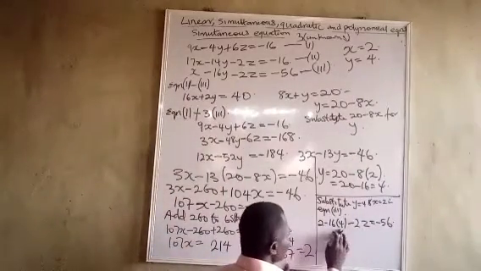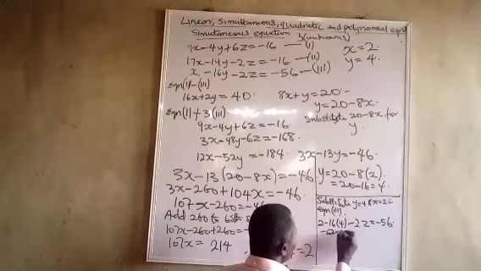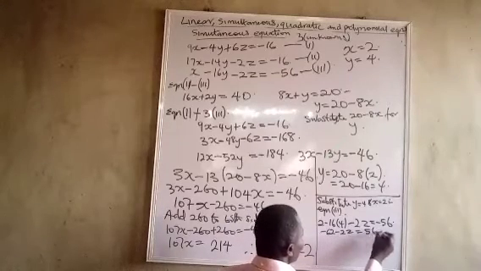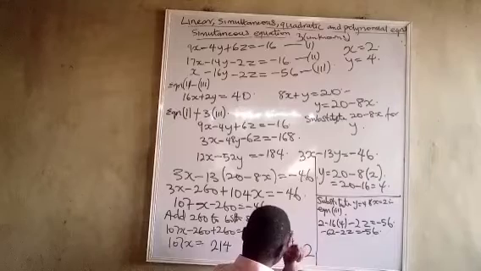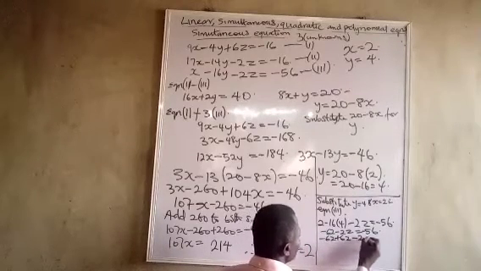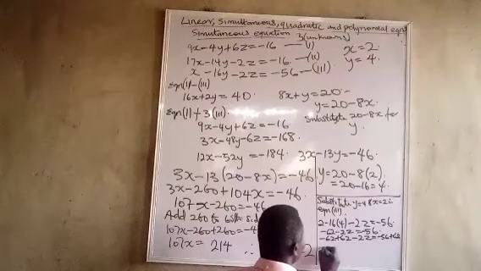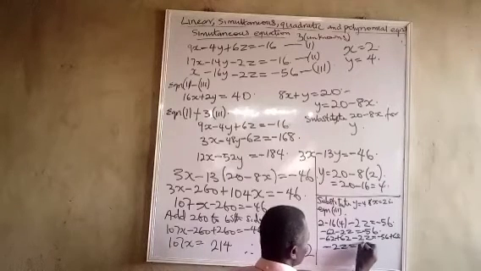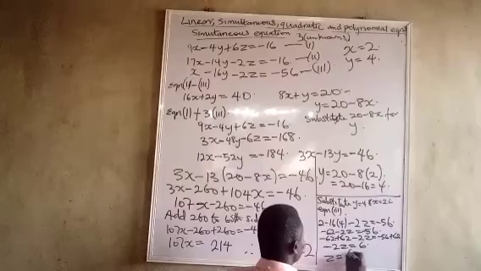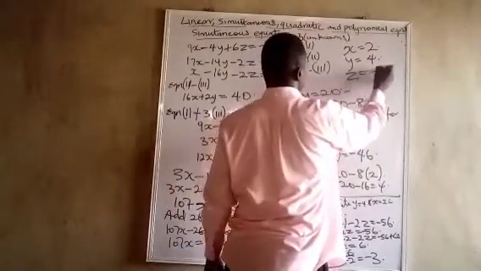So this one is 64. 2 minus 64, that's minus 62. Minus 2z is equal to minus 56, sorry. So let me add 62 to both sides. So I have minus 62 plus 62 minus 2z is equal to minus 56 plus 62. So I have minus 2z is equal to 6. So z is equal to 6 divided by minus 2, which is minus 3. So our z is equal to minus 3.